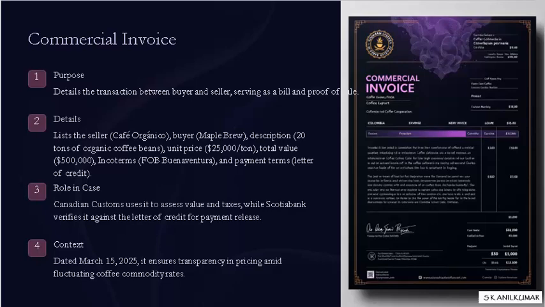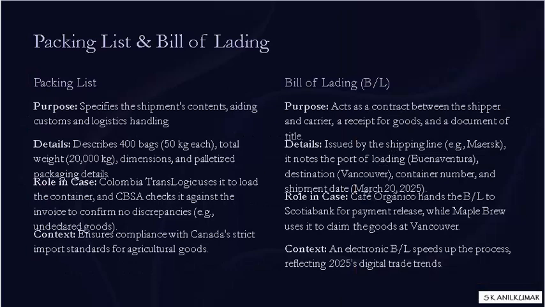Now let us have a look at the next commercial documents, which are the packing list and bill of lading. The packing list specifies the contents, the details required for customs to know how many containers, how many cartons, how many packets. It helps in logistics handling also. For example, this will say 400 bags of 50 kilo each, weighing 20,000 kilo in total. It will say the dimensions of the pallets, etc.